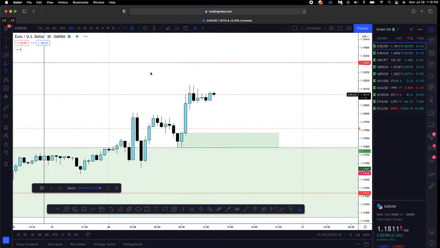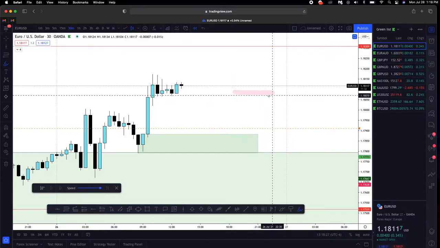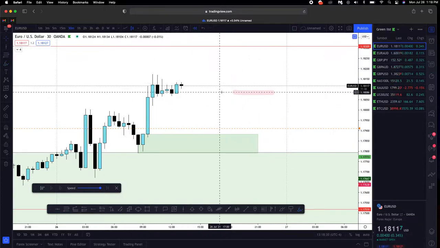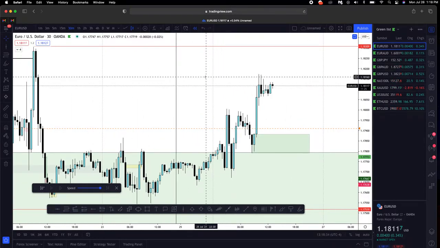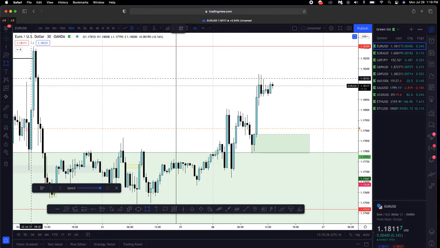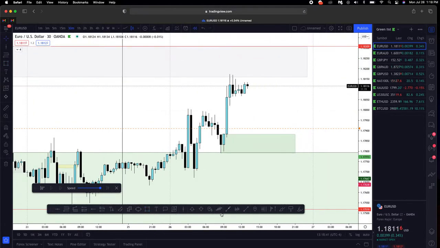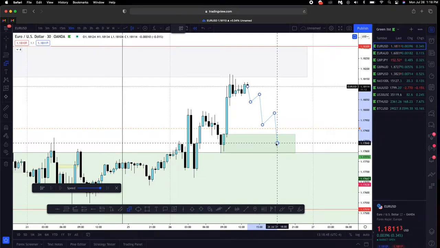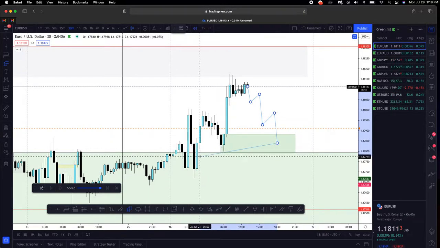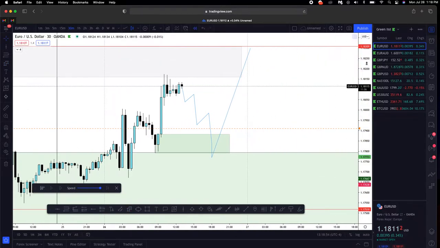So I would drop down to the 30-minute. We could see the market reacting off of this supply level right here. So this is exactly what I'm waiting on. I'm waiting for the market to retrace back down to this level. Worst case scenario, this level here, to go higher.